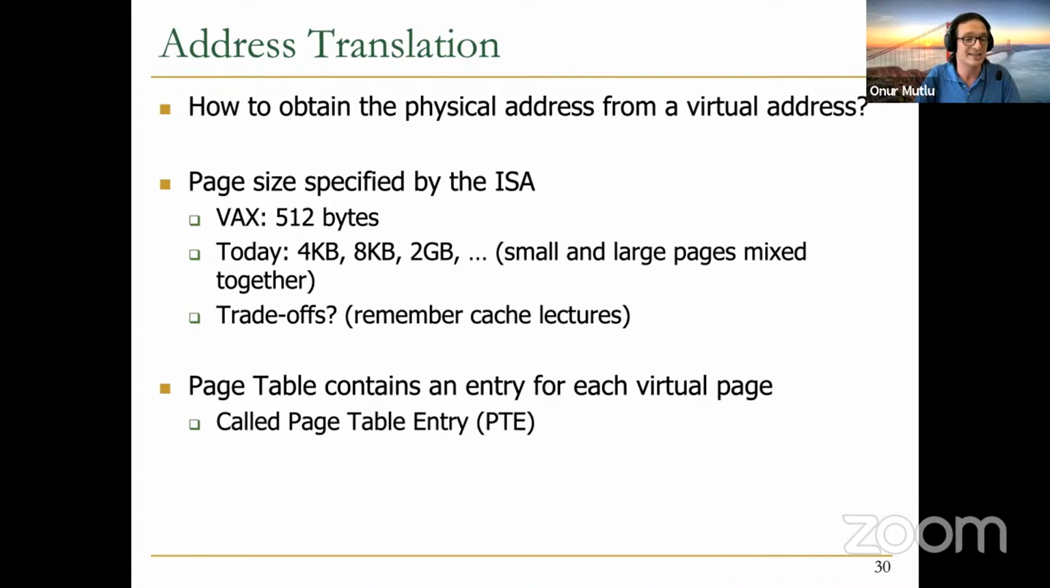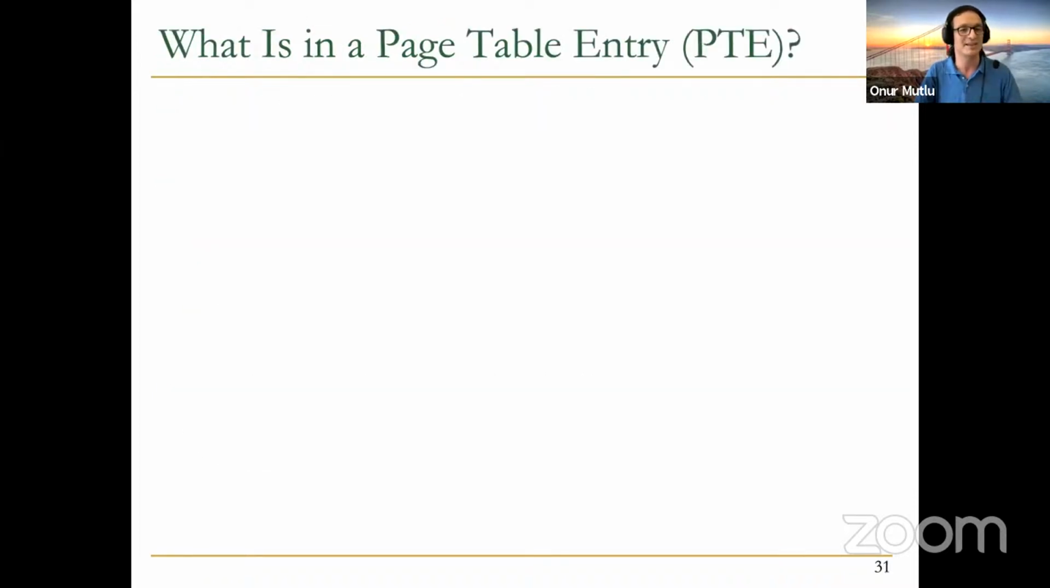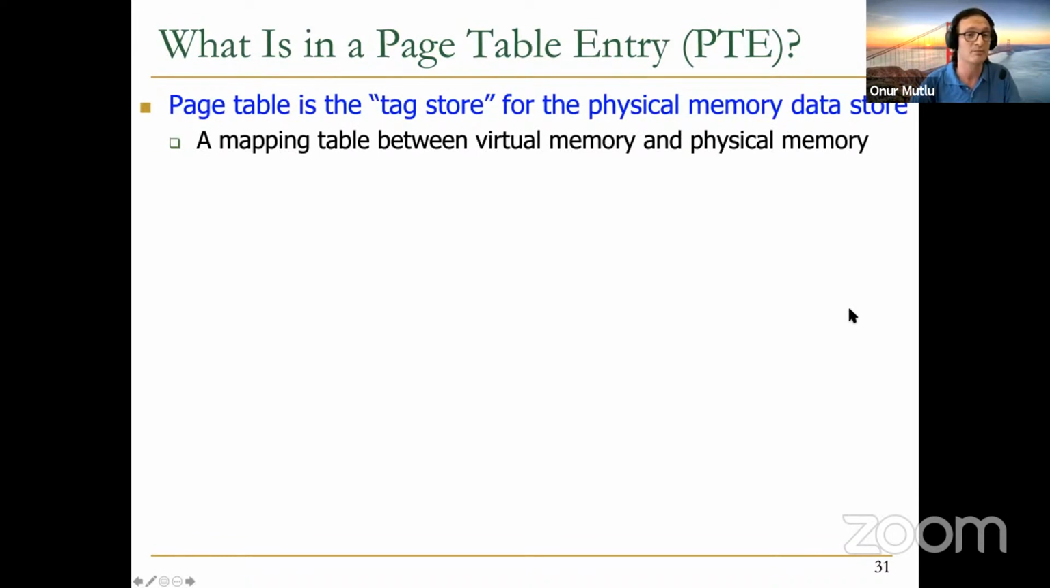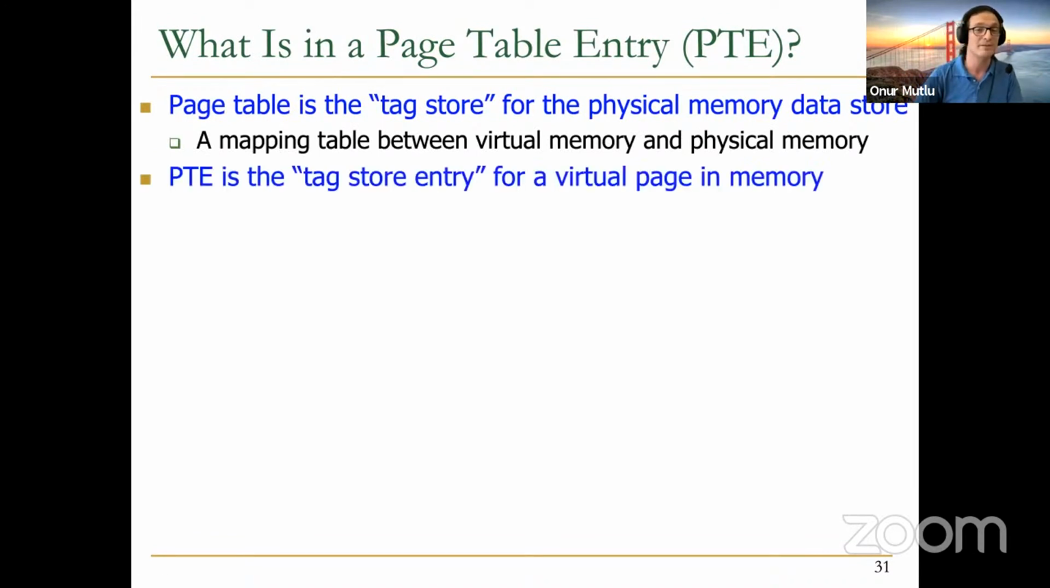And we've already defined all of these terms. So let's take a look at what's in a PT, what's in a page table entry, because it's going to be interesting. We saw some things, but let's take a look at it more. So a page table is a tag store for the physical memory data store. It's a mapping table between virtual memory and physical memory. And a page table entry can be thought of as a tag store entry for a virtual page in memory.